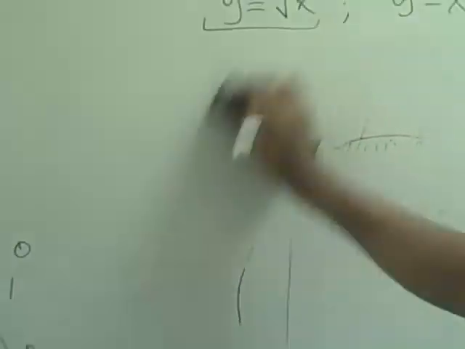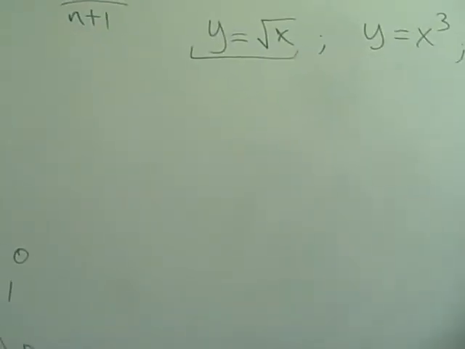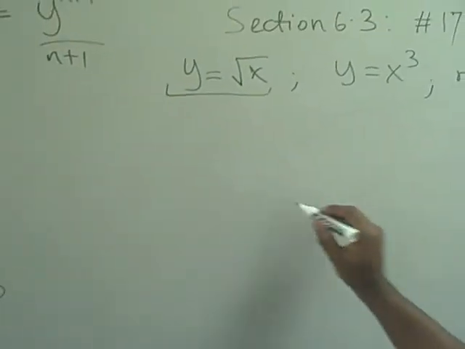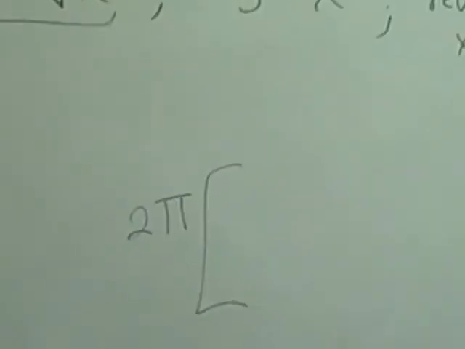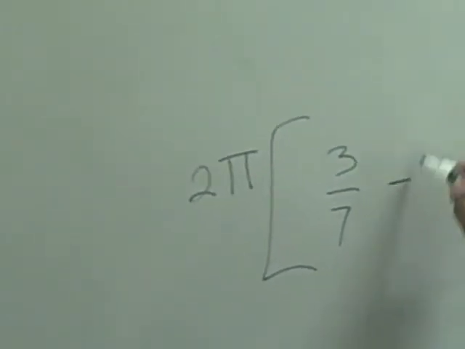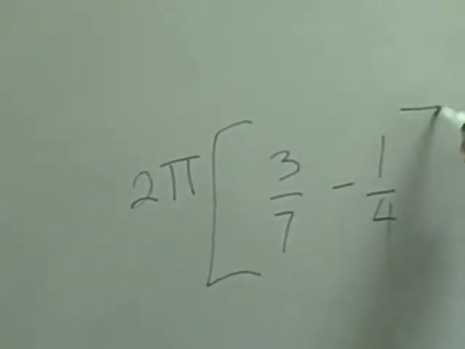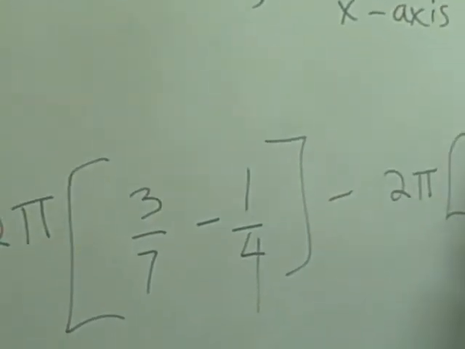Just permit me to take this off the drawing so we can continue on this side. So this translates to 2 pi. We plug in the first limit of integration, which is 1, and that makes it 3/7 minus 1/4. And then the second limit of integration is 0, so that leaves this as 0.